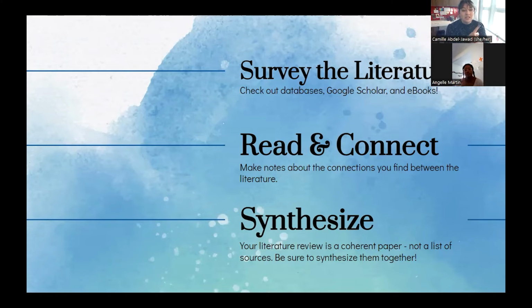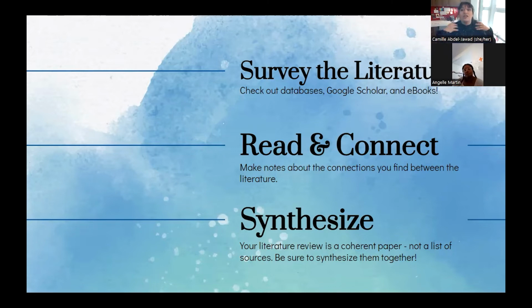What is being done? What research has been done? Where are there gaps in the research? All of that. So in order to survey the literature, you would want to check out the library databases, see what materials we have on your topic. We'd also maybe want to check out ebooks or physical books or Google Scholar. There's plenty of resources out there on how to find the information.